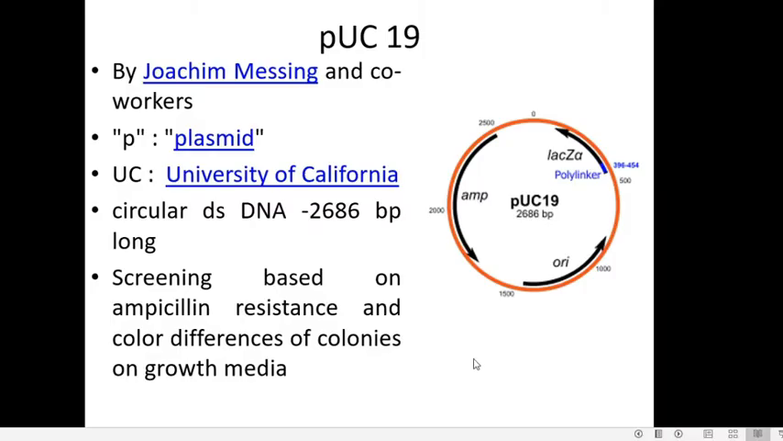Today we will have a discussion on the use of pUC19, an artificial plasmid vector. This pUC19 was discovered by Joachim Messing and his co-workers at the University of California, and p stands for plasmid, UC stands for University of California. So this is a circular double-stranded plasmid vector DNA which is 2686 base pairs long. And we will go through the various regions of the pUC19 vector.